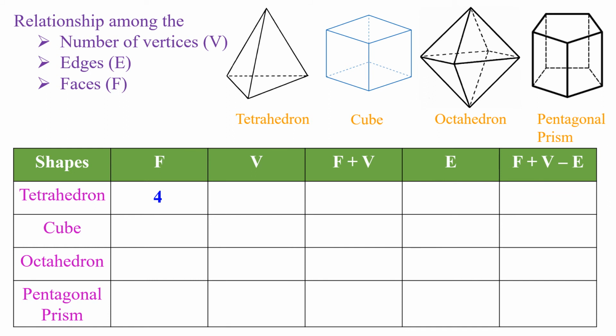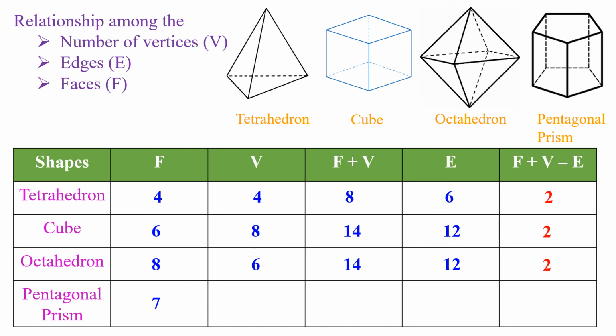For the tetrahedron, the number of faces is 4 and vertices is 4, therefore F plus V is equal to 8, and the number of edges is 6. By subtracting the edges from the sum of faces and vertices, we get the result as 2. Similarly, for the cube, the number of faces is 6 and vertices is 8. So F plus V is equal to 14 and the number of edges is 12. So, 14 minus 12 is equal to 2. Similarly, for the octahedron, the number of faces is 8, vertices is 6, faces plus vertices is 14, and the number of edges is 12. So, 14 minus 12 is equal to 2.